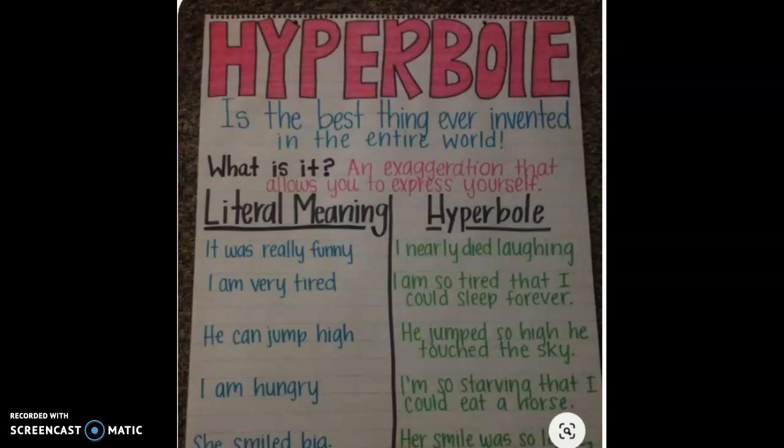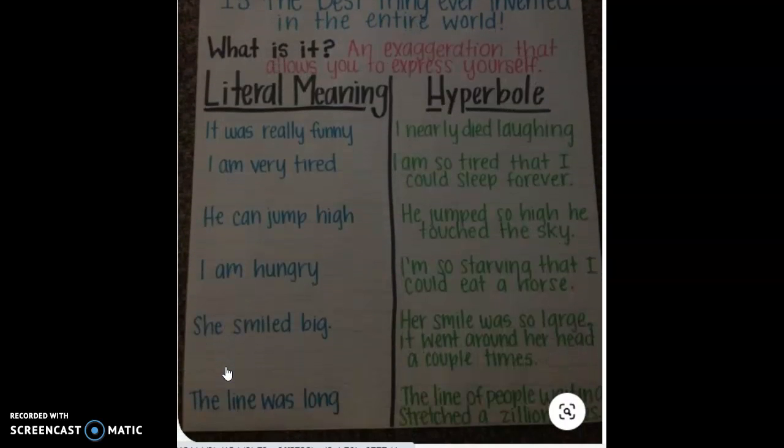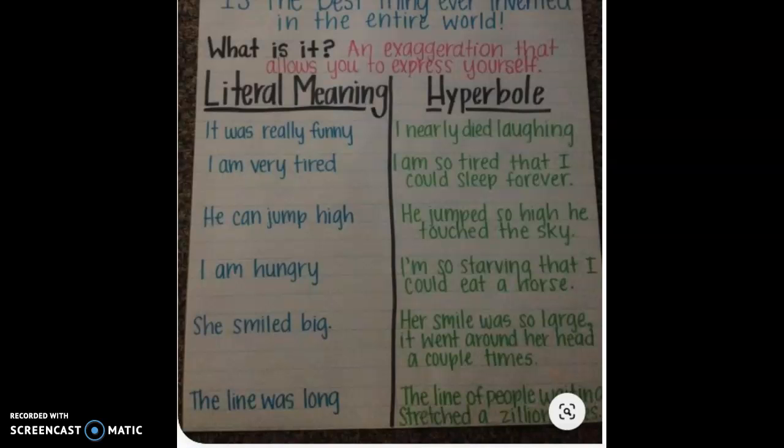He can jump high. The hyperbole would be, he jumped so high, he touched the sky. I am hungry. The hyperbole would be, I'm so starving that I could eat a horse. And then she smiled big. Our hyperbole is her smile was so large it went around her head a couple times.